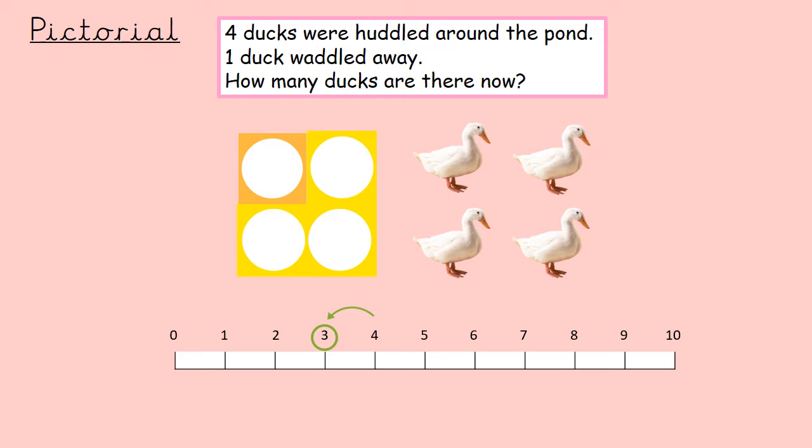So here we've got the 4 ducks. One of them is going to waddle away. So we're going to subtract 1 away from the 4. You can see that number 1 Numicon has moved out the way. How many have you got left? Good, there should be 3. On the number line, we can see that we're going backwards from the 4 to the number 3. This is a hop of 1, so we know it is 1 less than.